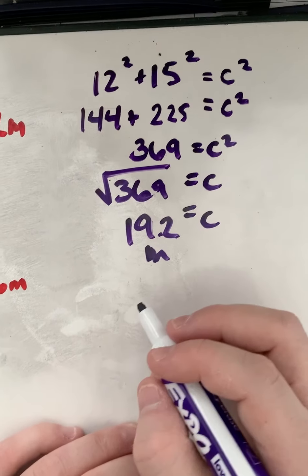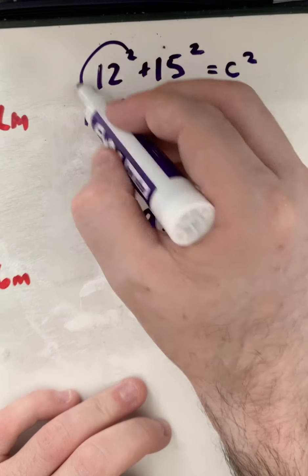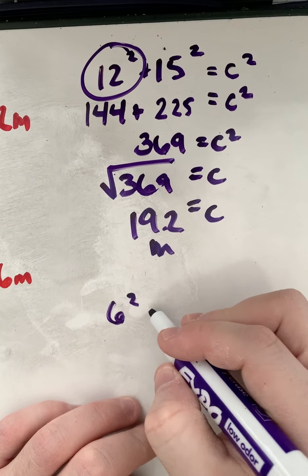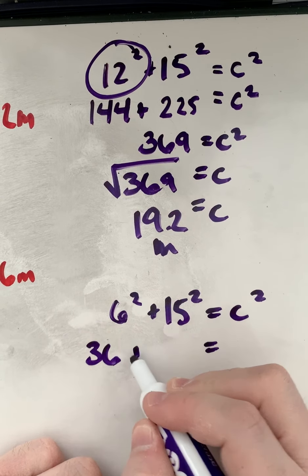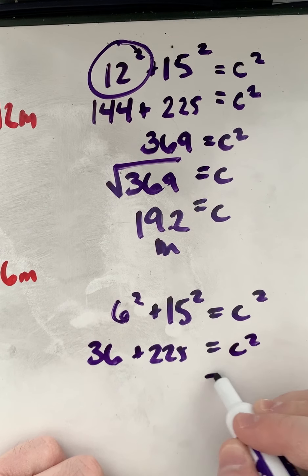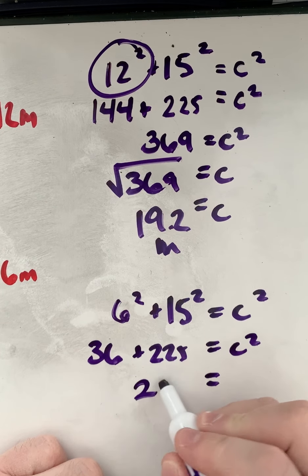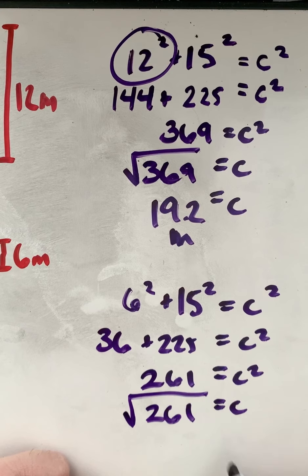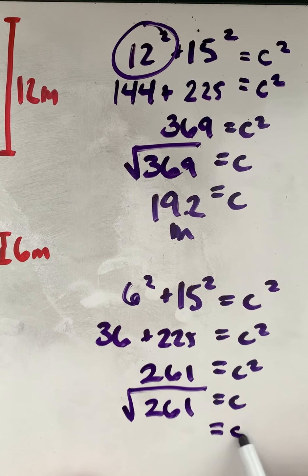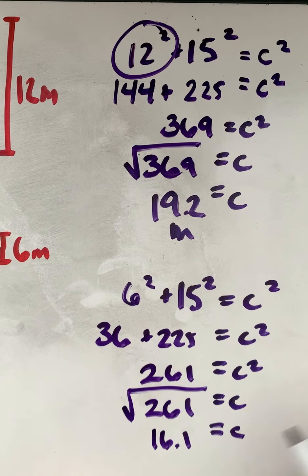For our 6-meter ramps, all we're doing is replacing this 12 with a 6. So we're going to do 6 squared plus 15 squared equals c squared. So 36 plus 225 equals c squared, which gives us 261 equals c squared. C equals the square root of 261. And then c equals 16.1 or 16.15 or 16.2, one of those. So that's the ramp one. So go back and look at it on your own time and see how you would solve it now.